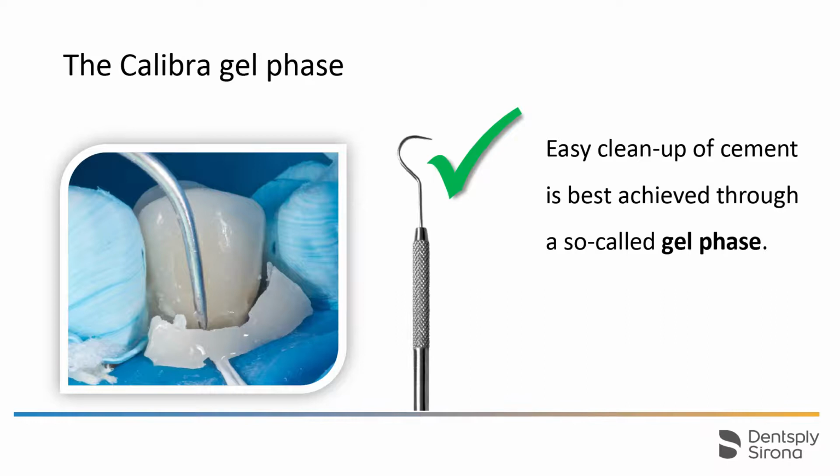It is removed using dental floss in the interproximal region and using a dental instrument such as a probe in the buccal and lingual region, as can be seen in this picture. The special feature of Calibra cements, Ceram, Universal, and Veneer is that they also reach their gel phase after up to 10 seconds light curing, meaning that they can be easily cleaned.